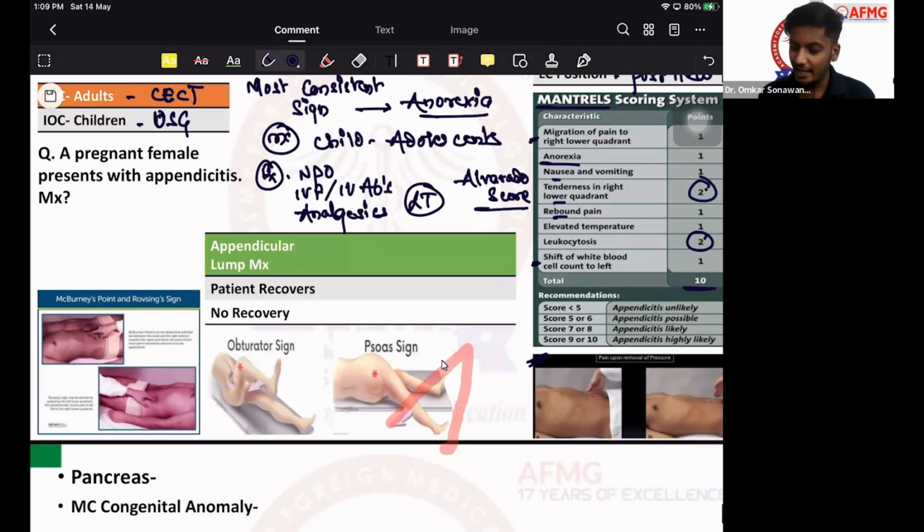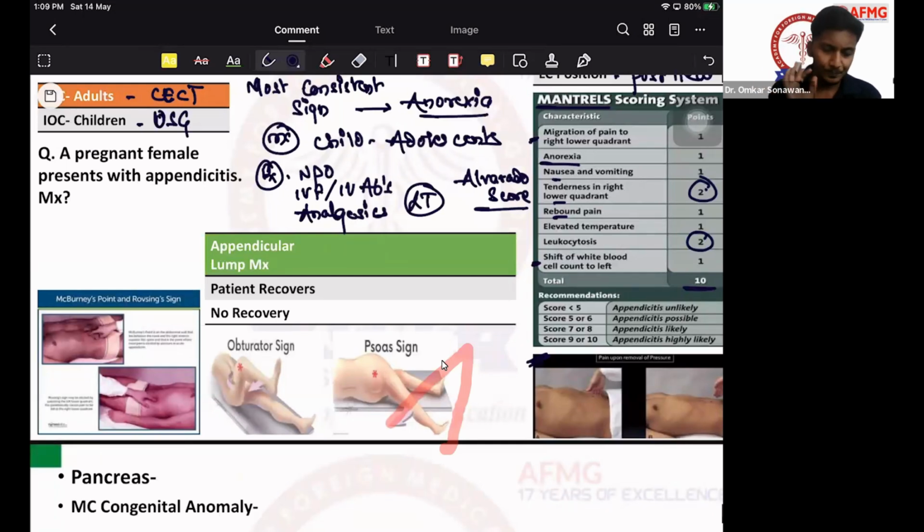So the definitive management is definitely appendicectomy, that means removal of your appendix. Why do you need to do an emergency appendicectomy? Because there is a high chance of perforation. And if the appendix perforates, then there would be a high chance of peritonitis in the patient. And peritonitis is a deadly condition.